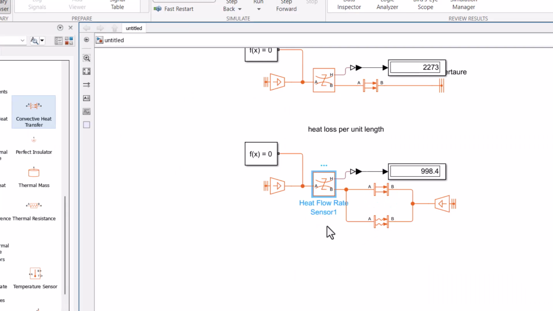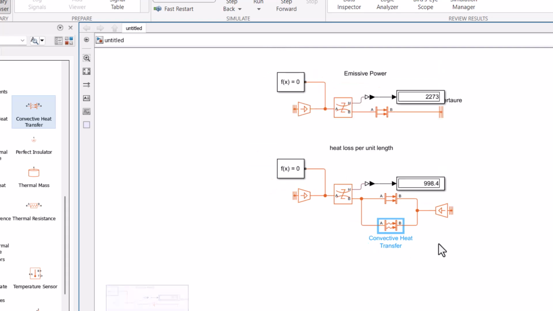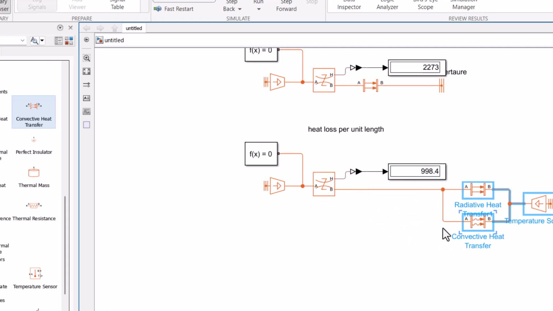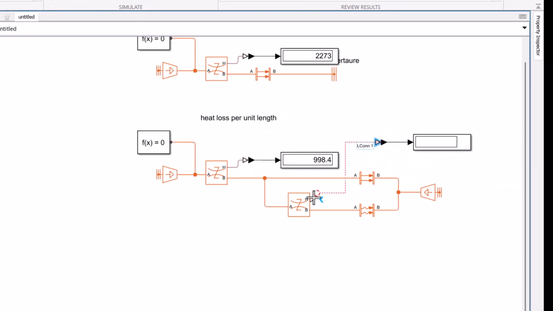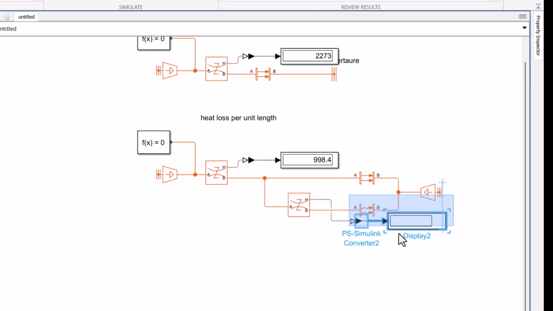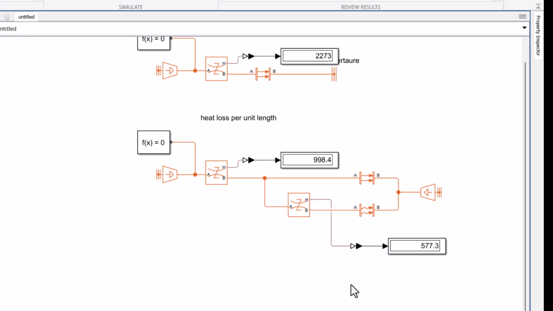If you want to know separately the heat transfer rate due to radiation and convection, you have to make some modifications and create a copy of this block and make all the heat pass through this sensor. So I changed my blocks a little, and now if I run, you can see this is the heat transfer rate due to convection. And you can do the same with radiation.